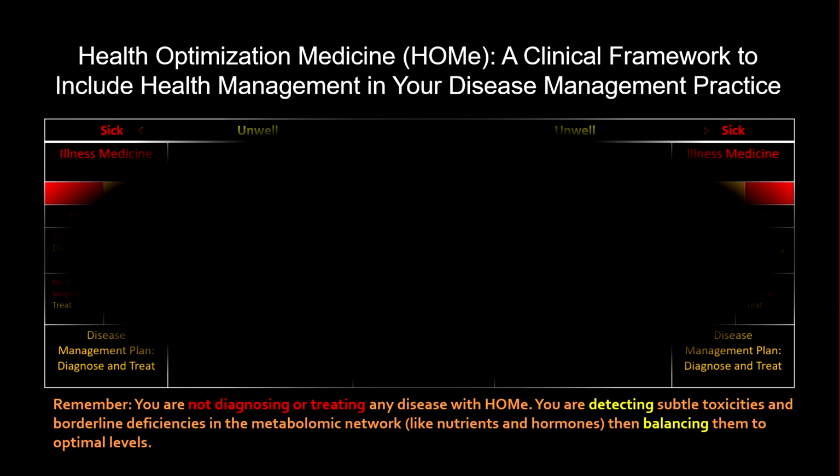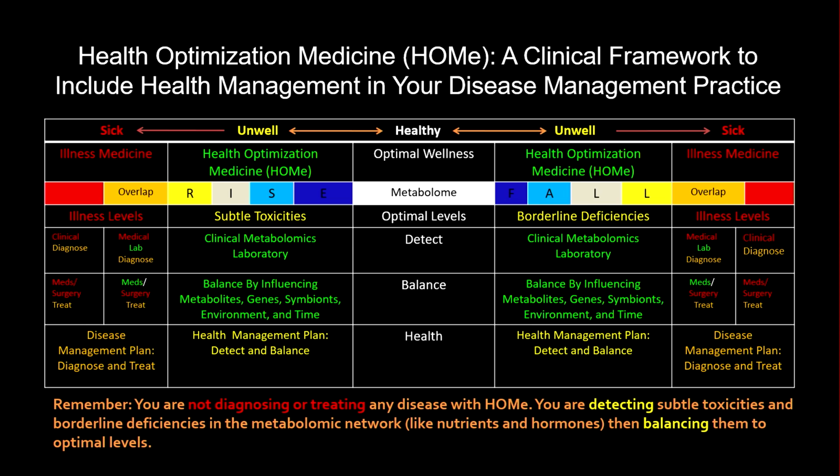So this is a clinical framework to include health management in disease management practice. I usually present this to physicians, and it is really very simple. If you take a look at the center column, there is a level of optimal wellness for everyone. And on either side, you're unwell, but you're not sick. You can detect the subtle toxicities and borderline deficiencies via a clinical metabolomics laboratory. Gone are the days when you could smell a disease. You can't anymore. When you're dealing at the cellular level, you have to use the laboratory. And you balance by influencing the metabolites, genes, symbionts, environment, and time, and give a health management plan after you detect and balance.